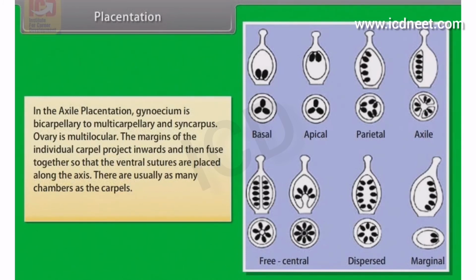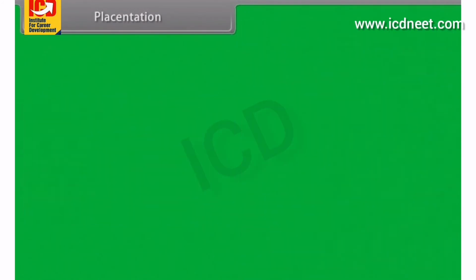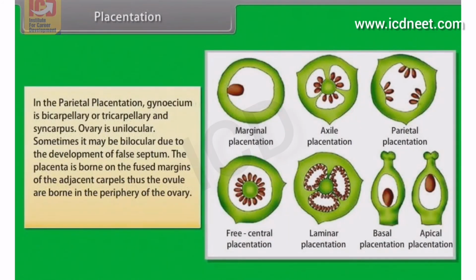Ovary is multilocular. The margins of the individual carpel project inwards and then fuse together so that the ventral sutures are placed along the axis. There are usually as many chambers as the carpels. Example: Malvaceae. In the parietal placentation, Gynoecium is bicarpellary or tricarpellary and syncarpous.